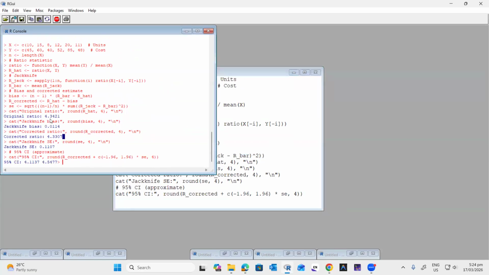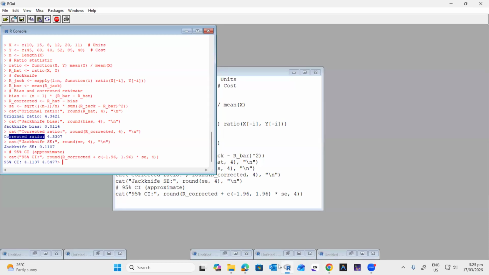So this is your original ratio, 4.342. Jackknife bias is 0.0114. Corrected ratio is 4.33, almost similar. And the jackknife standard error is 0.1107. And the 95% confidence interval is 4.1137 and 4.54. All right. So that is your jackknife method.